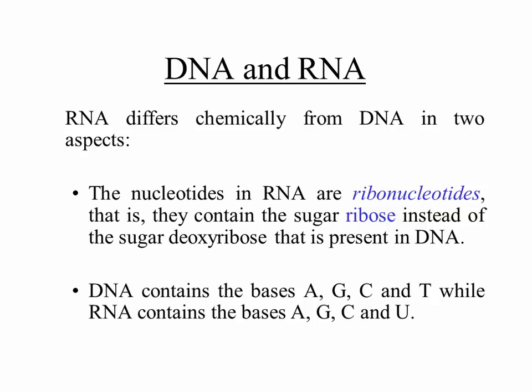So DNA and RNA are similar and they also have differences, right? RNA differs chemically from DNA in two aspects. The first one is that the nucleotides in RNA are ribonucleotides, that is, they contain the sugar ribose instead of the sugar deoxyribose that is present in DNA. Again, nothing new. If you have been reading the notes and listening to my lecture, this is stuff you already know. The other difference is that DNA contains the four bases adenine, guanine, cytosine, and thymine, while RNA contains the bases adenine, guanine, cytosine, and instead of thymine, it contains uracil.